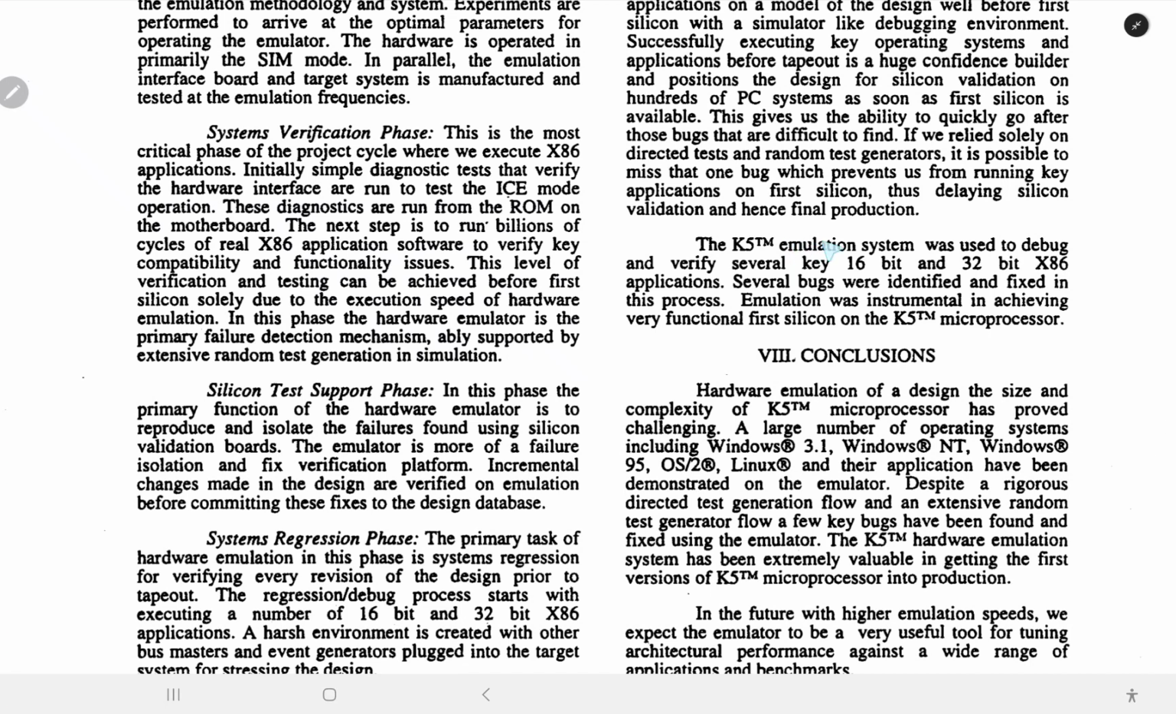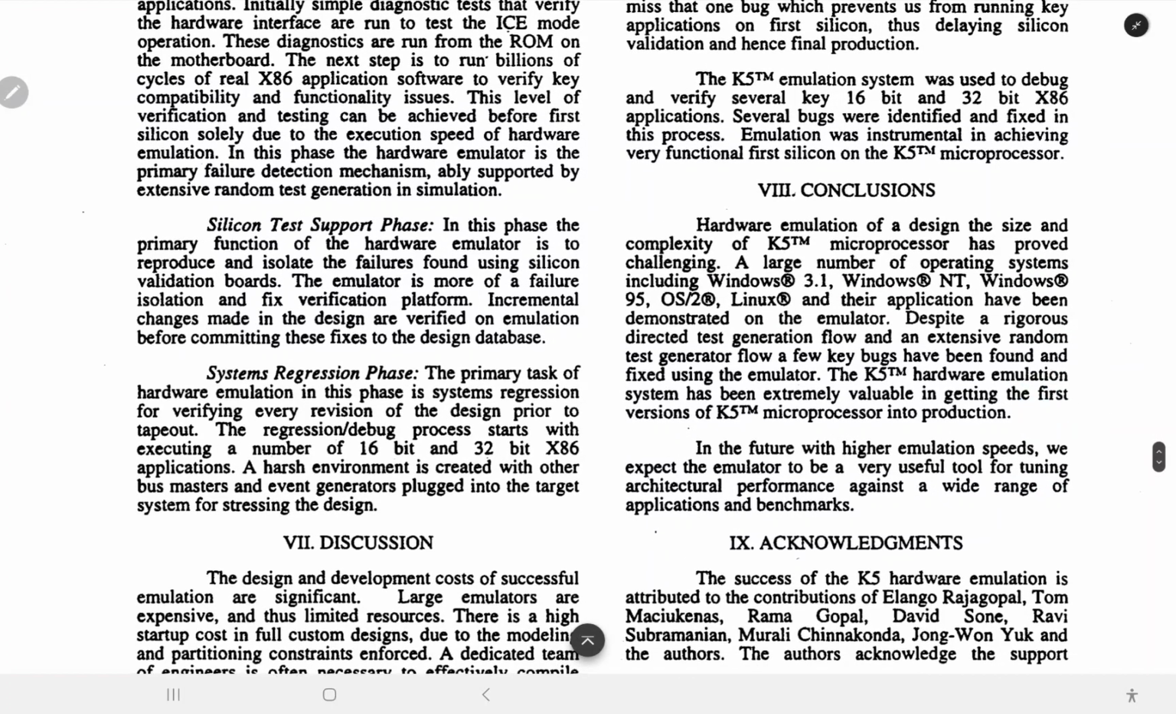The K5TM emulation system was used to debug and verify several key 16-bit and 32-bit x86 applications. Several bugs were identified and fixed in this process. Emulation was instrumental in achieving the very functional first silicon of the K5TM microprocessor. 8. Conclusion. Hardware emulation of the design size and complexity of the K5 microprocessor has proved challenging.